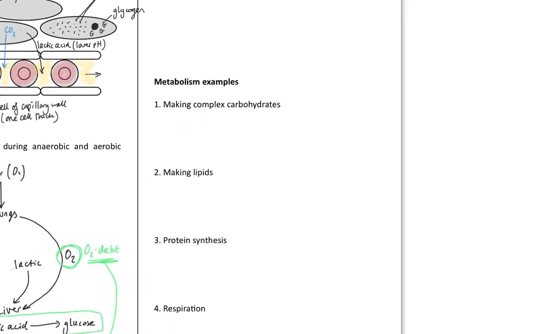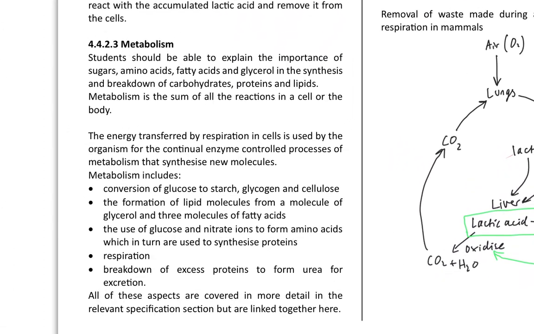Let's do then, oh yeah, metabolism. At the bottom it says all these aspects are covered in more detail in the relevant specification sections, but are linked together here. So we need to know that metabolism is important. Explain the importance of sugar, amino acids, fatty acids, glycerol in the synthesis and breakdown of carbohydrates, proteins, and lipids. Metabolism is the sum of all the reactions in a cell or the body. The energy transferred by respiration in cells is used by the organism for the continual enzyme control processes of metabolism that include synthesizing new molecules.